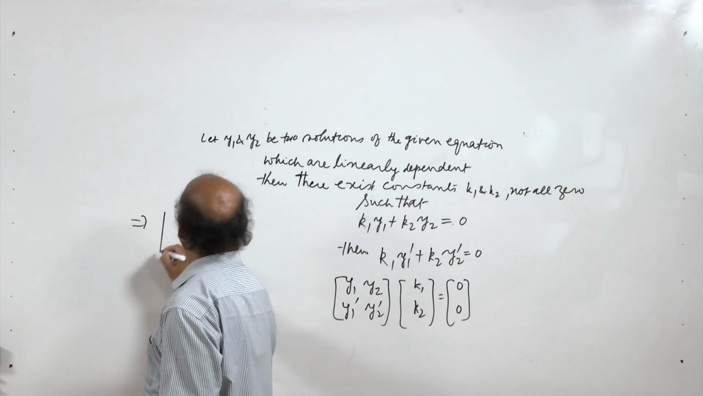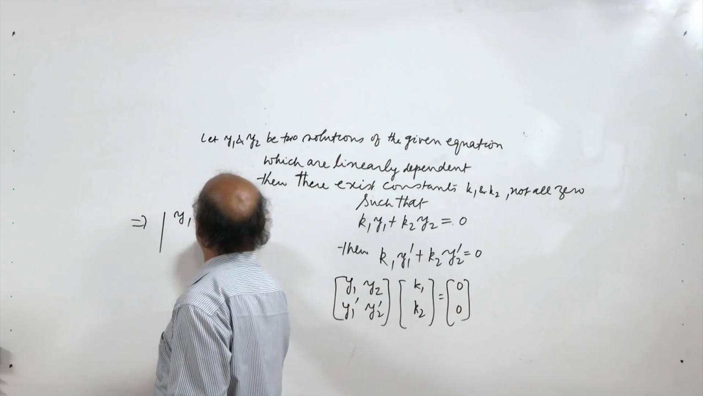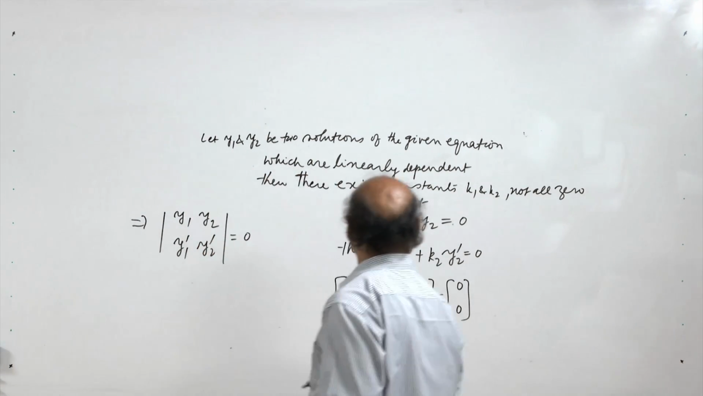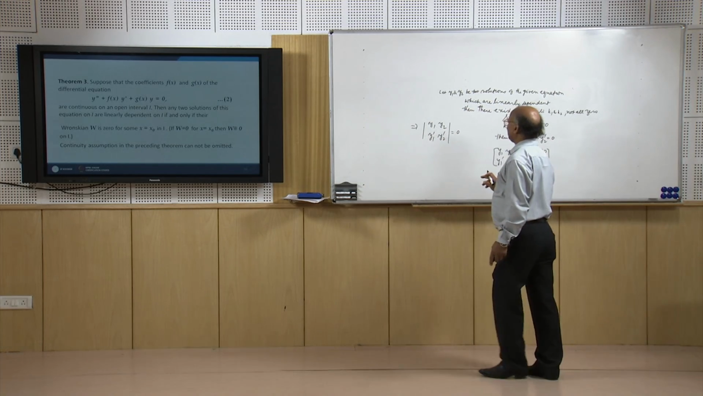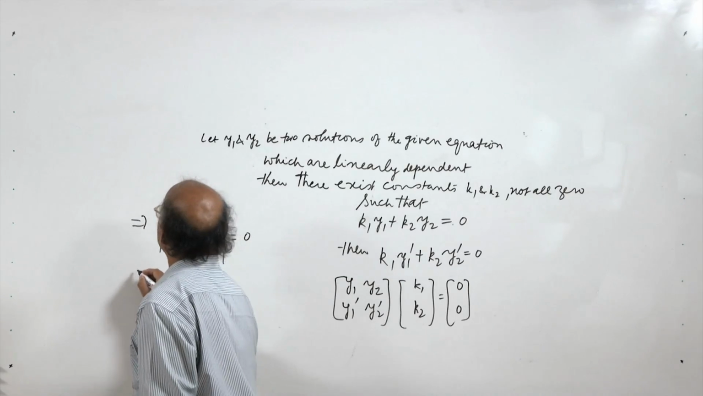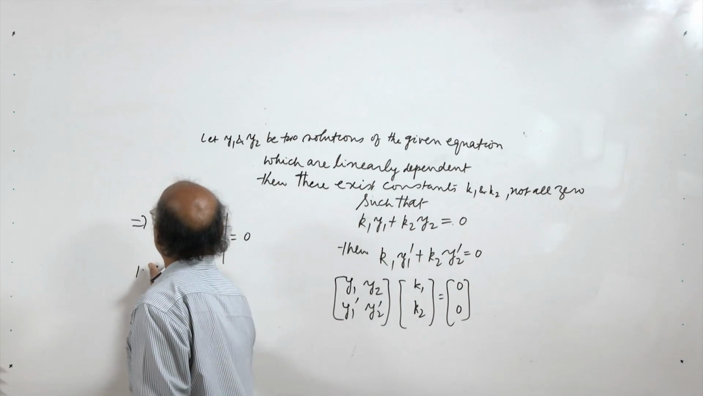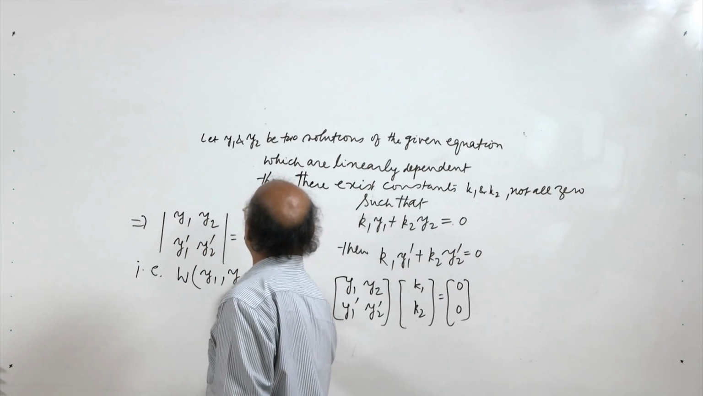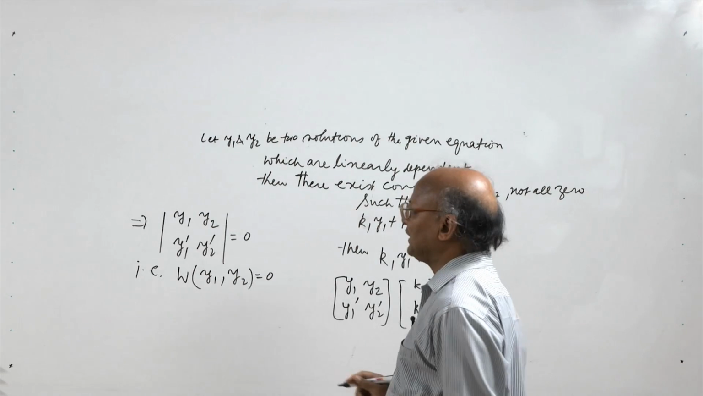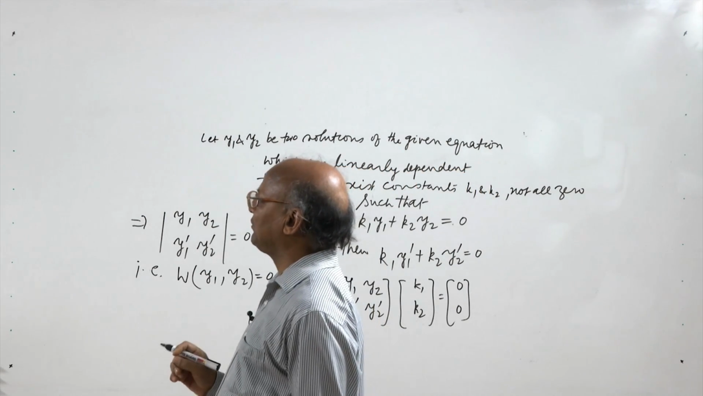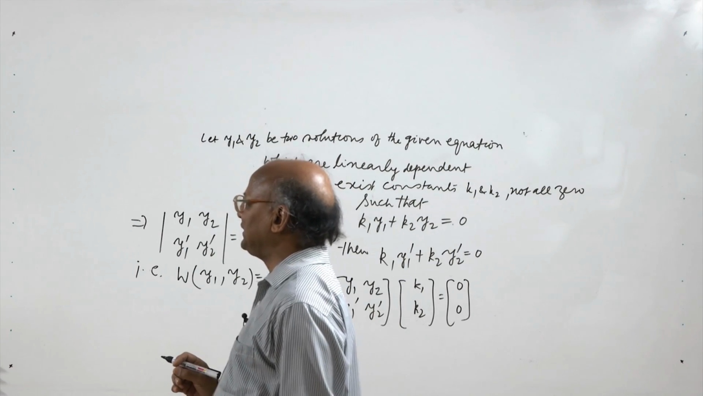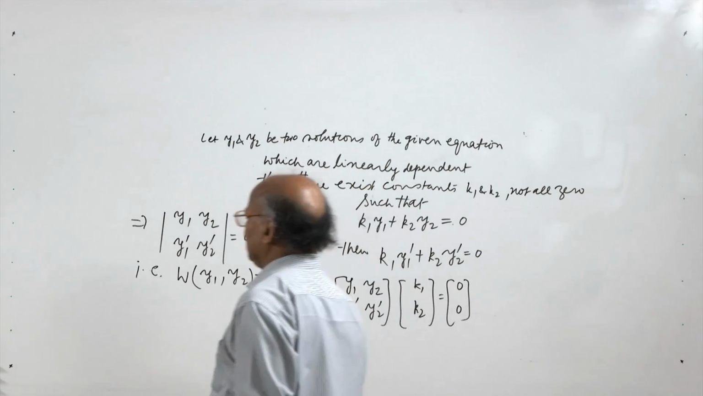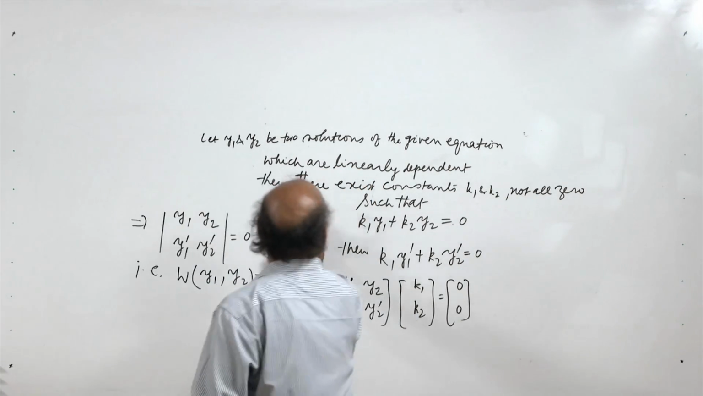So this implies that the determinant of y1, y2, y1 dash, y2 dash must be equal to 0, that is, the Wronskian of the functions y1 and y2 is equal to 0. So this proves that whenever these two solutions y1 and y2 of equation 2 are linearly dependent, then their Wronskian is 0, so it is 0 for some x naught. Now let us see, we can prove the converse.